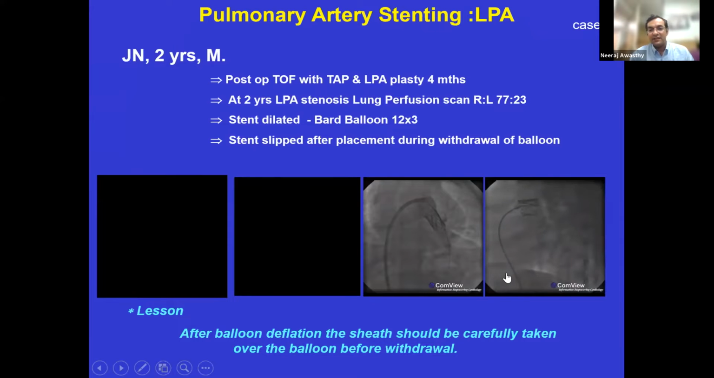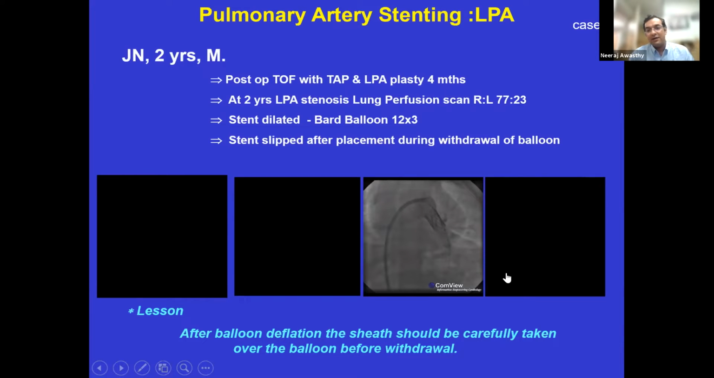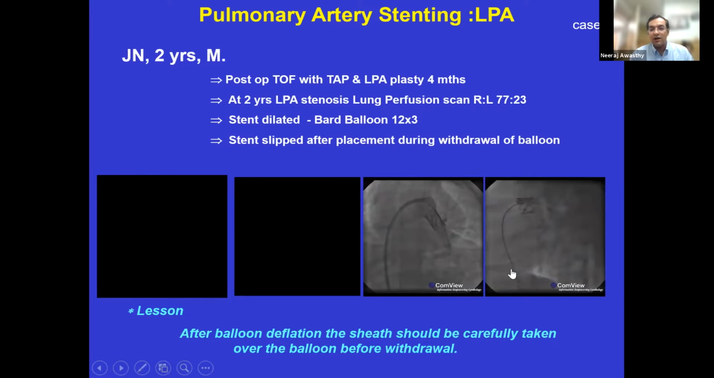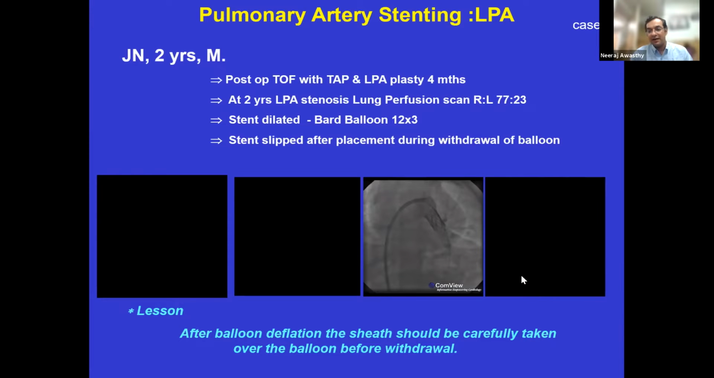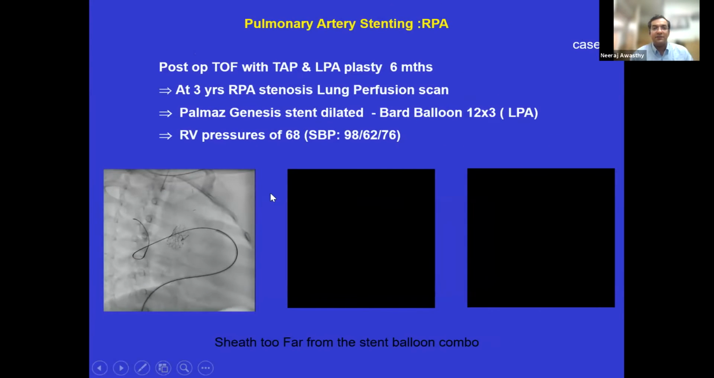But look what happens. This balloon has not been appropriately deflated with negative pressure, and after balloon deflation the sheath should be carefully looked at, and once it is withdrawn, the whole stent is embolized. Actually we needed to deploy it distally and deploy another stent.